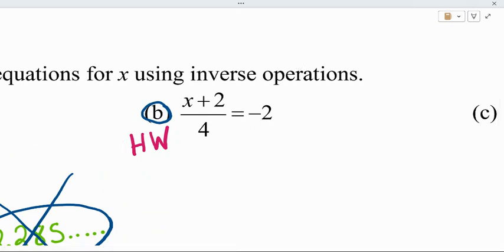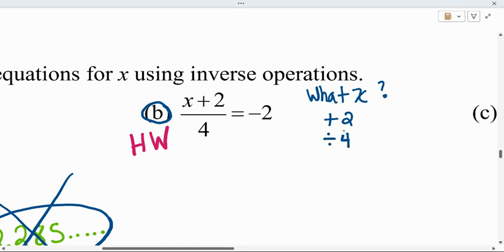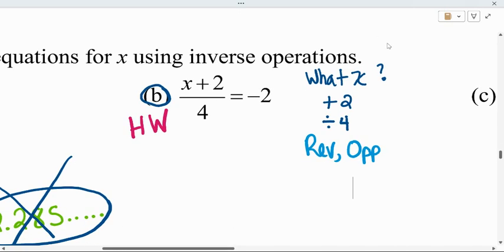Let's talk about it really fast. Tell me what's happening to X. What's going on with the X? We're adding 2, and then getting divided by 4. So if I want to solve it, I have to do the reverse order, opposite operation. So what do you want to do, Aiden?